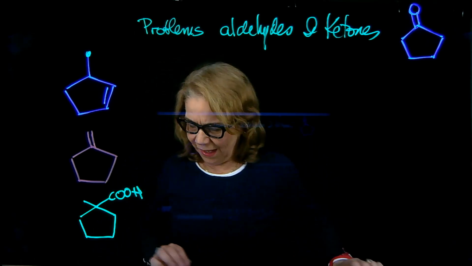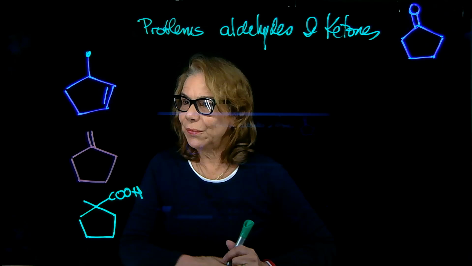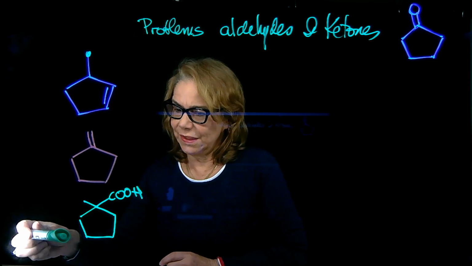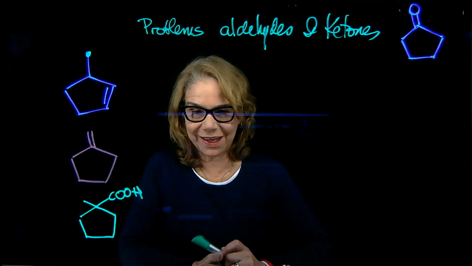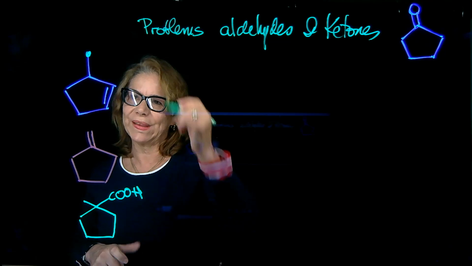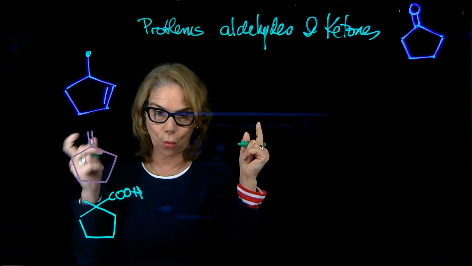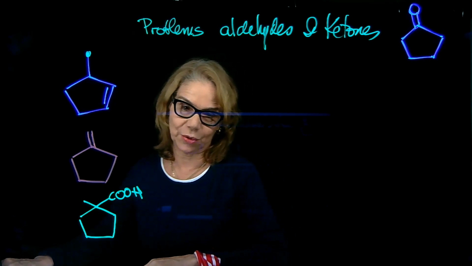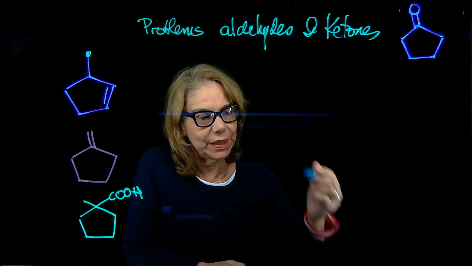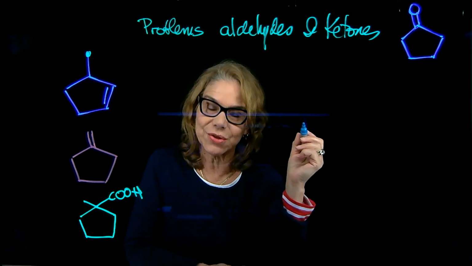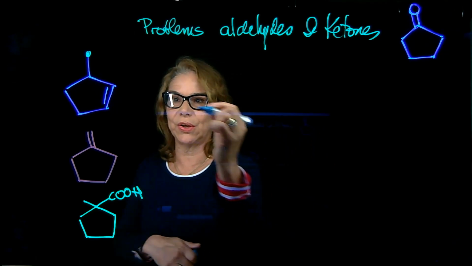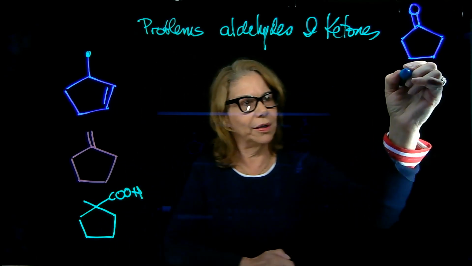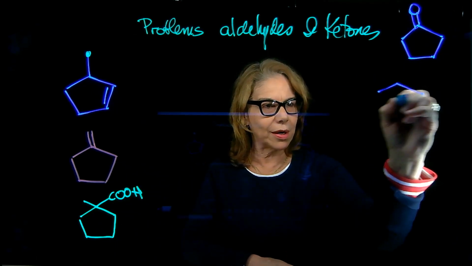Okay. In this problem, we're going to be doing the synthesis of these compounds starting from cyclopentanone. Here, what I have highlighted is one more carbon that I need to add if I start from cyclopentanone. One way in which we can add carbons to the chain is using the Grignard reaction. So I'm going to start backwards.